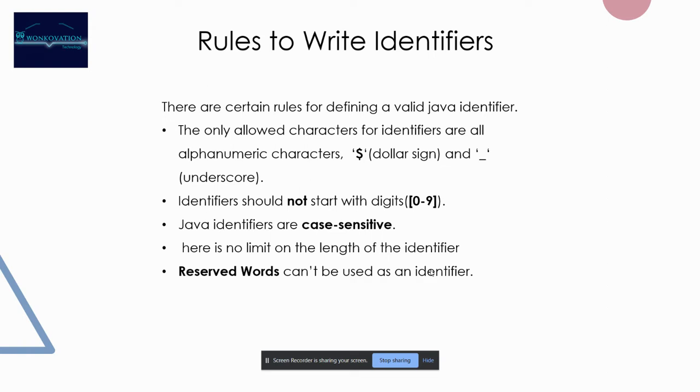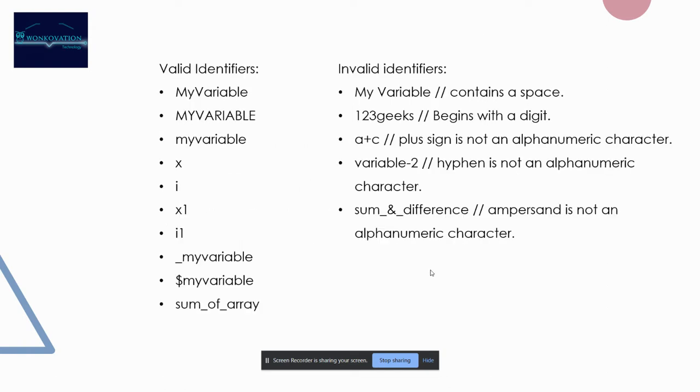There is no limit on the length of identifiers, but it is advisable to use an optimum length of 4 to 15 letters only. Reserved words can't be used as an identifier. For example, int class equals 20 is an invalid identifier as class is a reserved word. There are 53 reserved words in Java. Now, let's see some examples of valid and invalid identifiers.